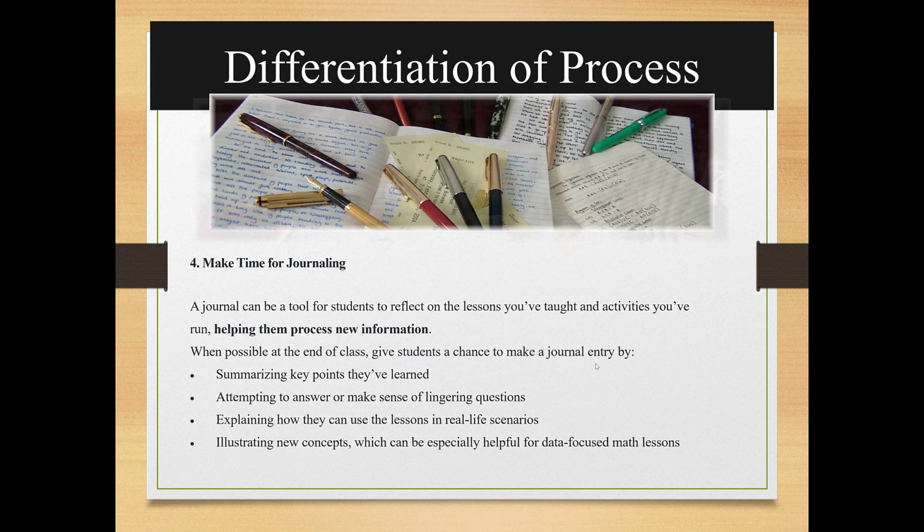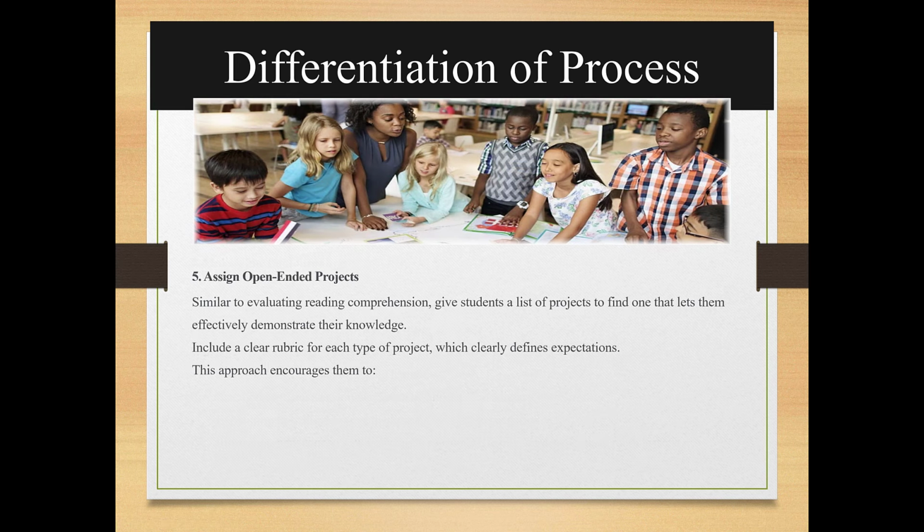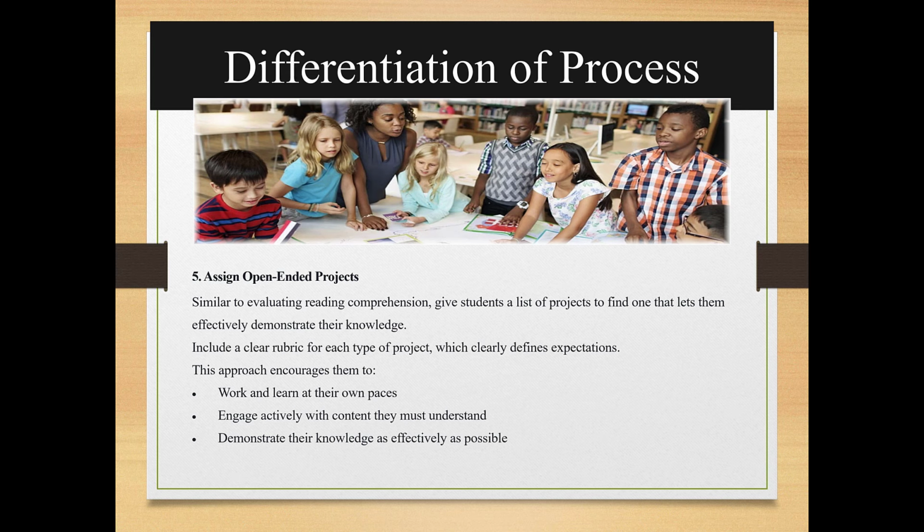And the fifth and final method that we're going to talk about in this session is to assign open-ended projects. Similar to evaluating reading comprehension, give students a list of projects to find one that lets them effectively demonstrate their knowledge. Include a clear rubric for each type of project, which clearly defines expectations. This encourages them to work and learn at their own paces, engage actively with content that they must understand, and demonstrate their knowledge as effectively as possible.